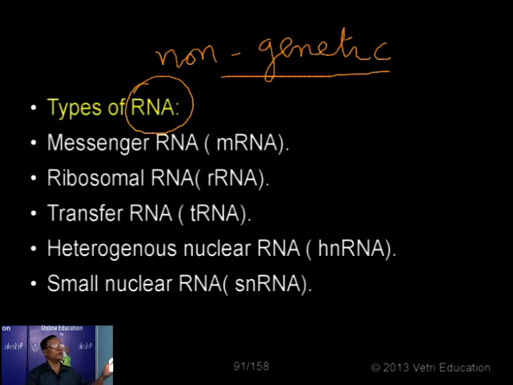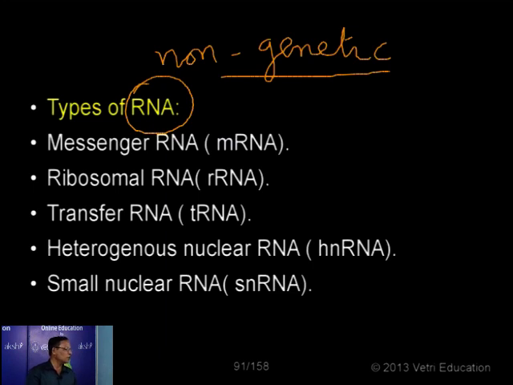It is nothing but pre-mRNA. Before mRNA is processed, it is called heterogeneous nuclear RNA, as it contains both coding and non-coding sequences in the case of eukaryotic cells. After it has been processed, after maturation is completed, it is called messenger RNA.